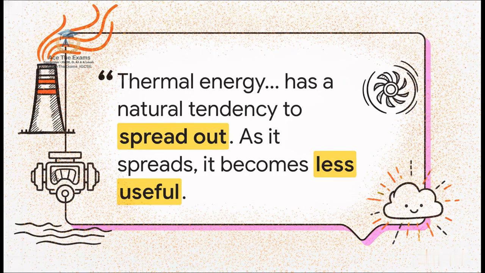When you burn fuel in a power station, you get a highly concentrated source of heat to boil water and spin a turbine. But as that heat inevitably escapes and warms up the surrounding air or cooling water by just a few degrees, you can't use it to do work anymore. It's just too spread out. This overarching theme of energy dissipation is exactly why engineers spend their entire careers striving to make power stations and engines as efficient as physically possible.